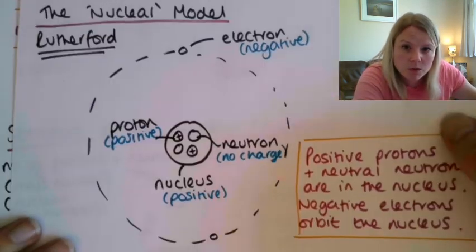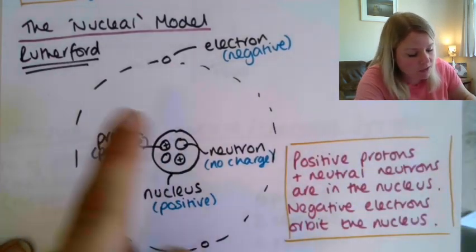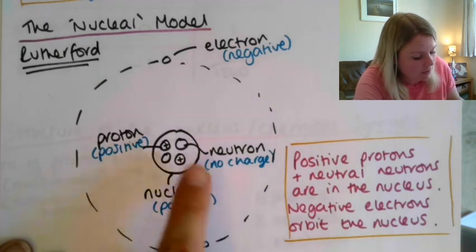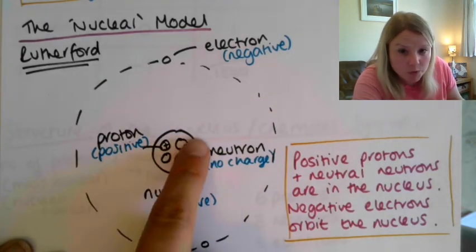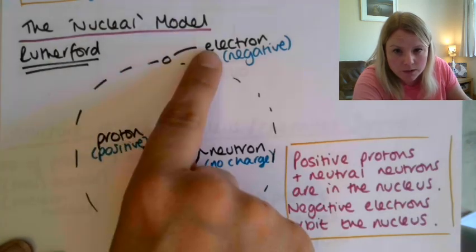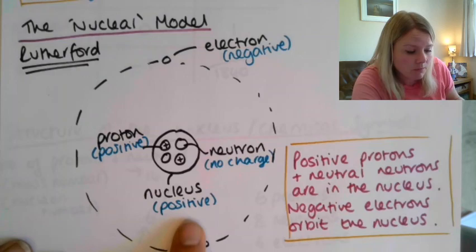We also need to know about the nuclear model of the atom. We need to know that that is Rutherford's model so that we can recognise that in questions. We need to know that the protons and the neutrons are all inside the nucleus and the electrons orbit around the outside. We need to know the charges of everything in that as well.